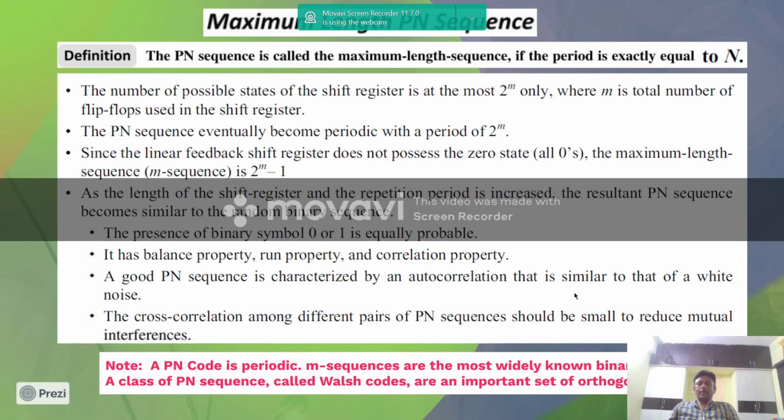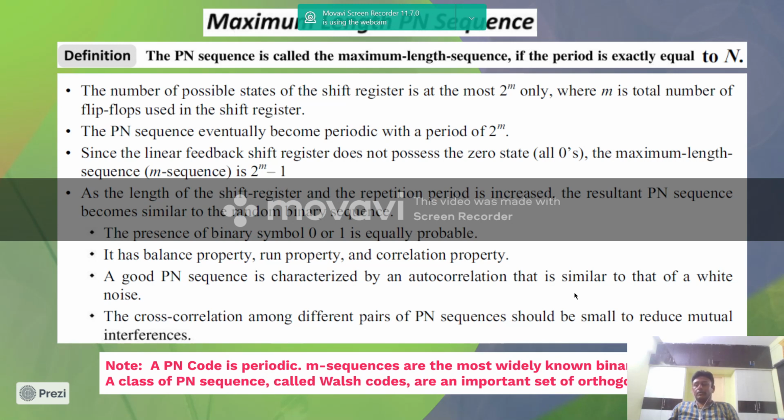If the period is exactly equal to capital N. Here, the number of possible states of the shift register is at the most 2 to the power of m only, where m is the total number of flip-flops in the shift register. The PN sequence eventually becomes periodic with a period of 2 to the power of m. Since the linear feedback shift register does not possess the zero state, the maximum length sequence is 2 to the power of m minus 1.